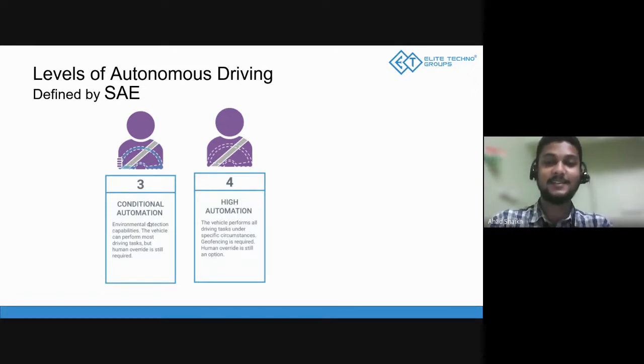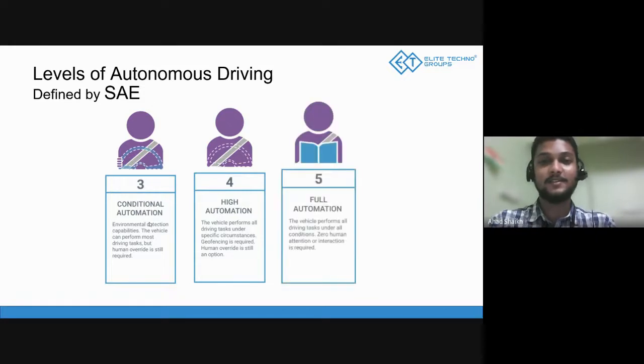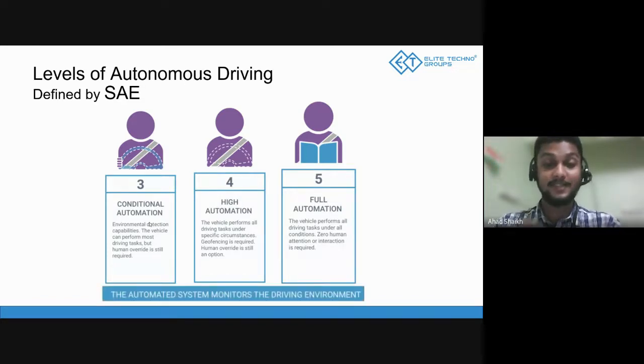And lastly, level 5, which is the extreme of autonomous driving, where there is no human. The vehicle runs completely on its own. Whether there is someone sitting there or not, wherever you leave that vehicle, it will go around and follow its path as defined or commanded. That's how we see level 5 automation. I hope you now have an idea about all the 6 levels of automation.